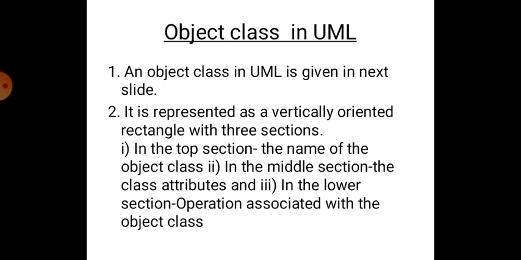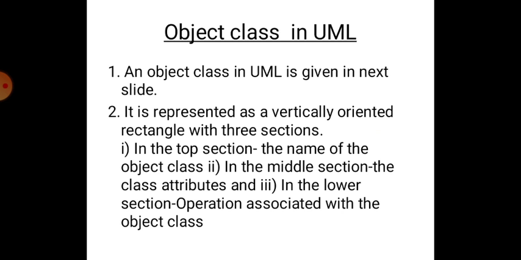Object class in UML. Students, an object class in UML is given in the next slide. There is going to be a next slide where you can see a diagram which will show you how objects are represented using UML. Point number 2. It is represented as a vertically oriented rectangle with three sections. In the top section, the name of the object class. In the middle section, the class attributes, and in the lower section, the operations associated with the object class.